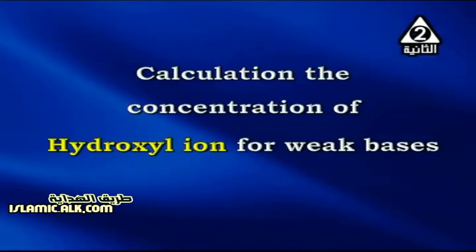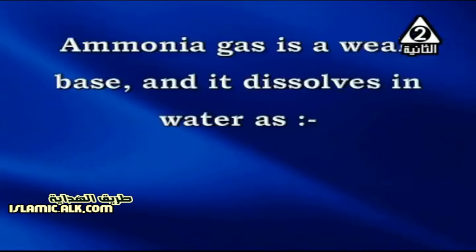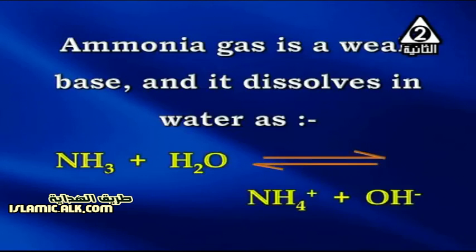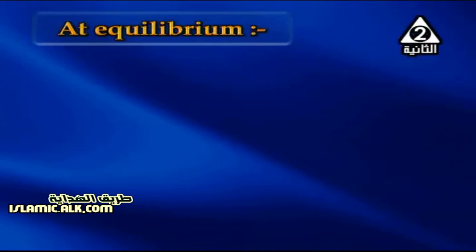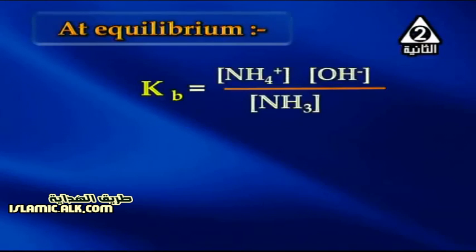Calculation of the concentration of hydroxyl ion for weak base. My dear students, we know that ammonia is a weak base and it dissolves in water, giving ammonium ion and hydroxide ion, as the equation proceeds on the screen. So at equilibrium, we can find the equilibrium constant of the base, Kb, equals concentration of ammonium ion times the concentration of hydroxyl ion over the concentration of ammonia.